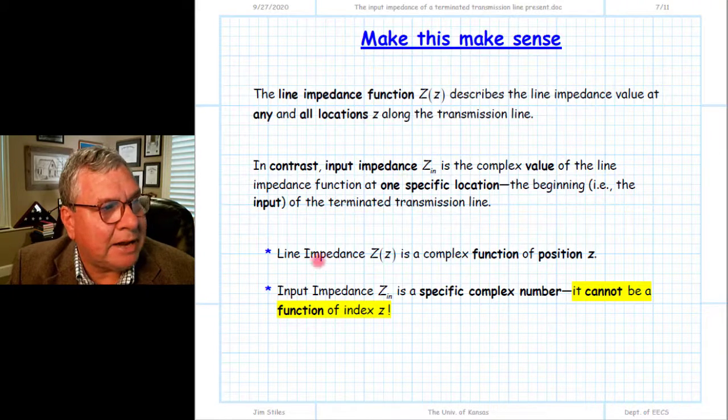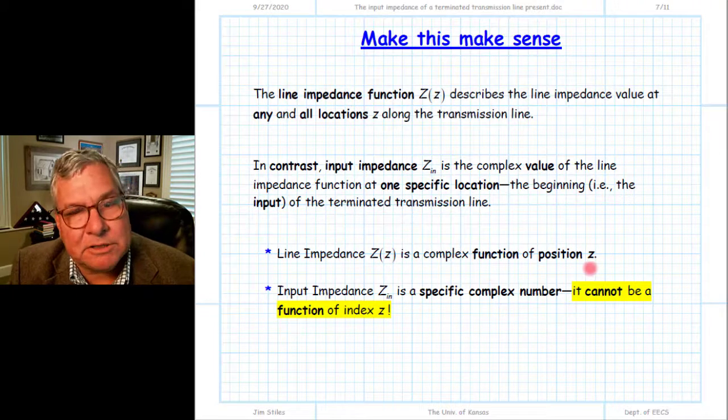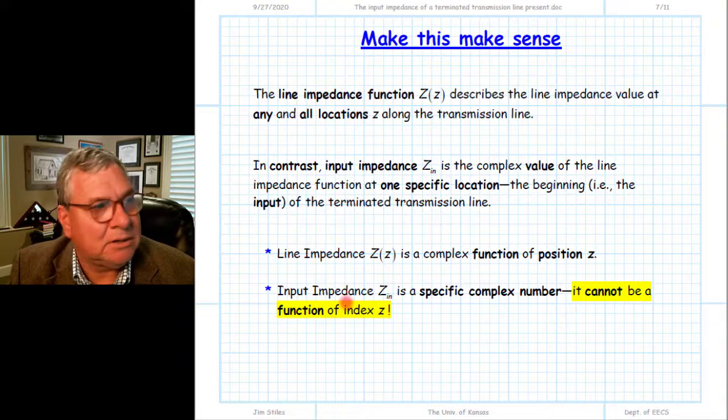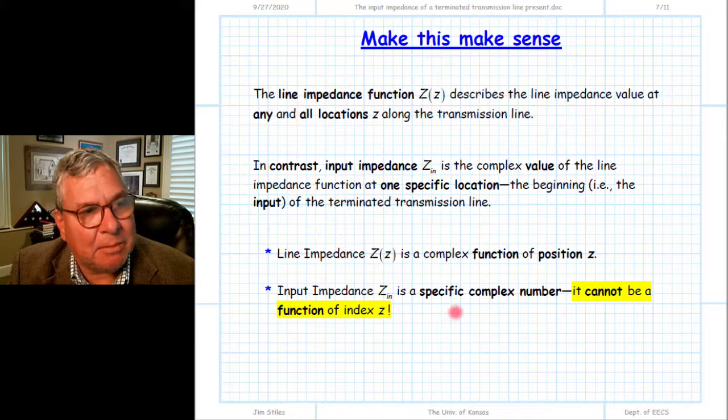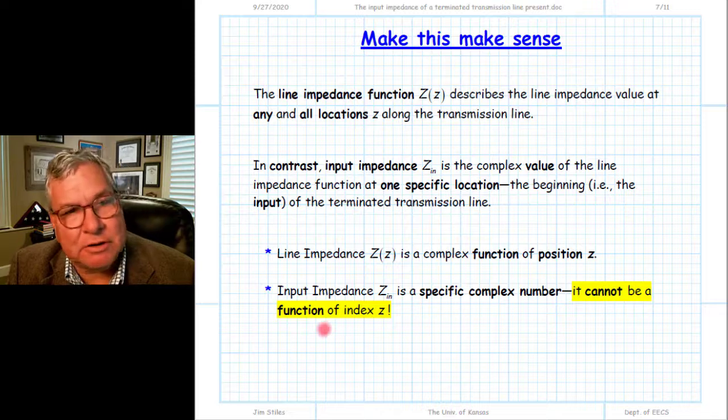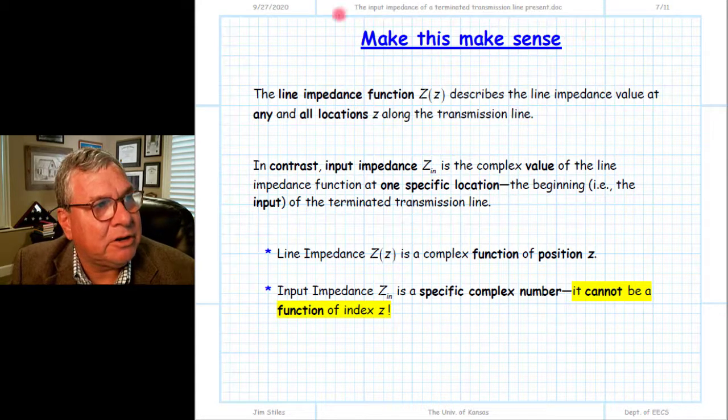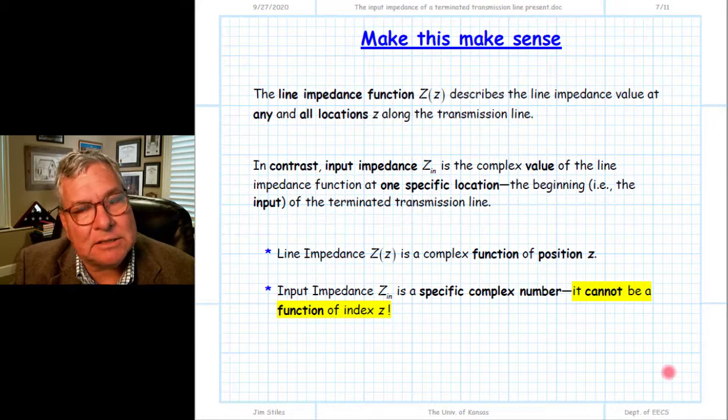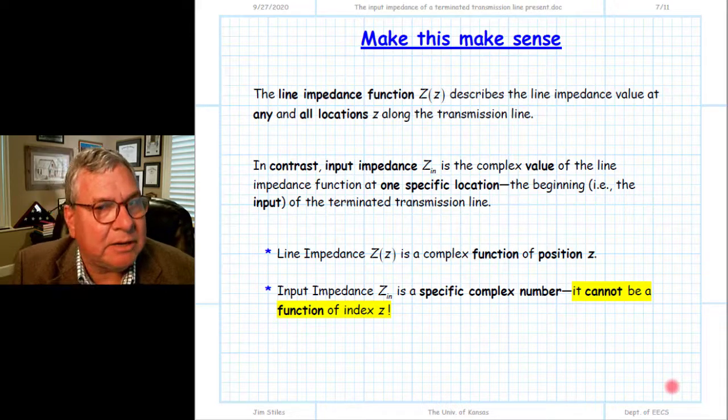So in summary, the line impedance function is a complex function of position Z, whereas the input impedance is a specific complex number. It cannot be a function of position Z. So make sure that you understand that. And the reason I'm emphasizing this is because I see that mistake made so frequently.